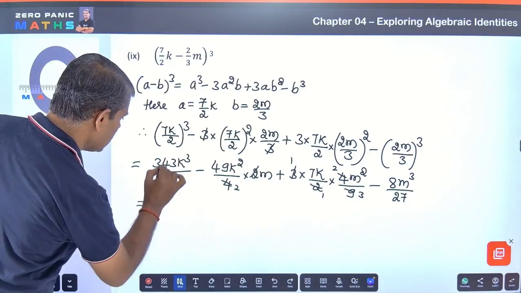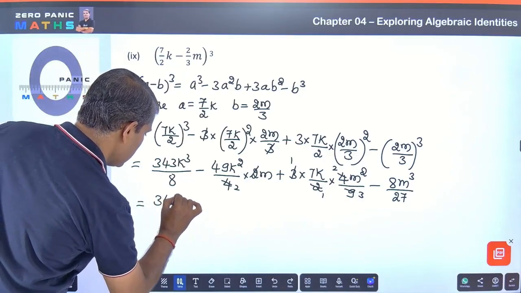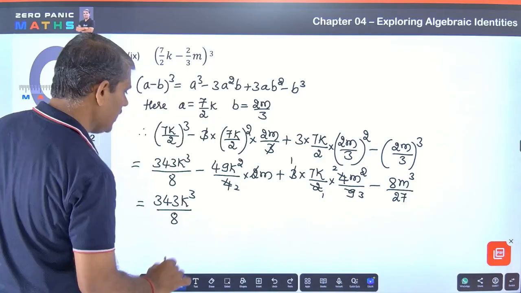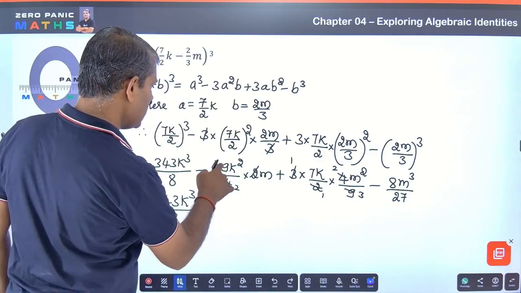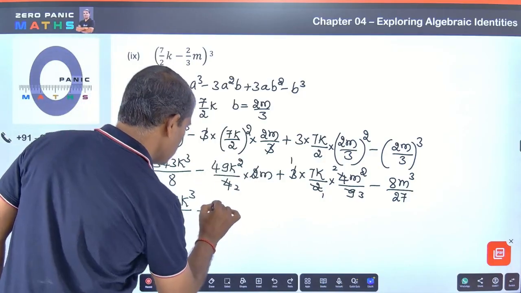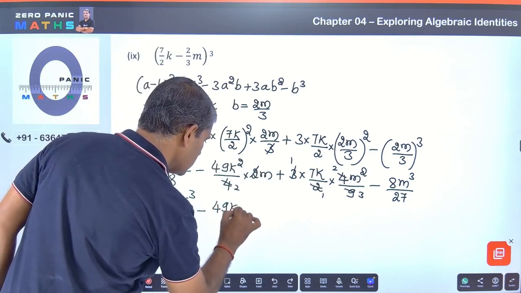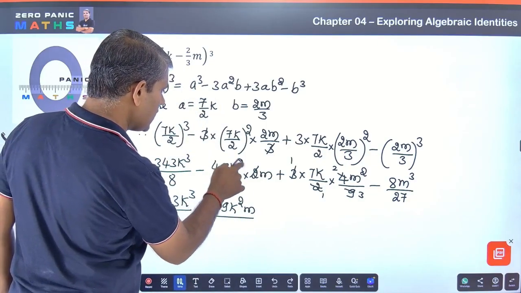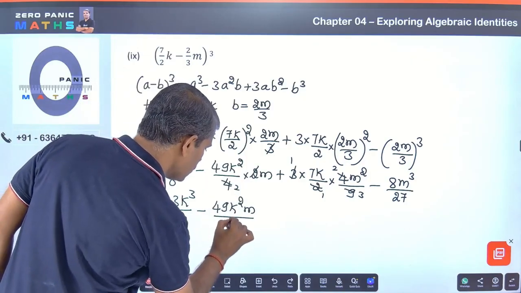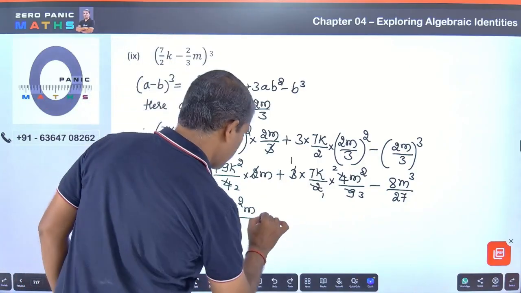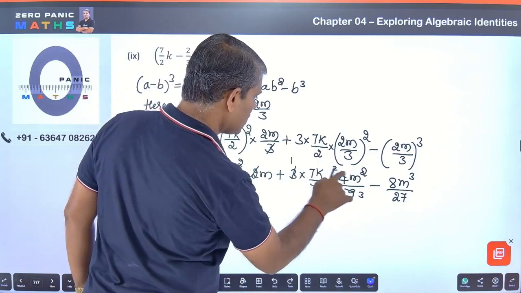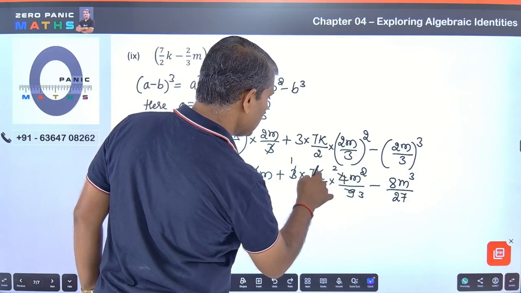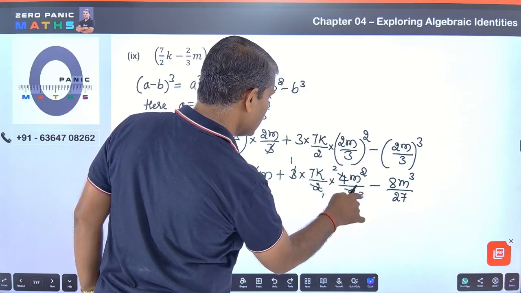Let us write the final step as 343 k cube divided by 8, minus, what remains here is 49 k square m. Do it carefully, because we have cancelled so many things. What are the remaining things? K square m and divided by 2 here. And then finally this term, so many things got cancelled here. 7 twos is remaining here, 7 twos 14k m square divided by 3.